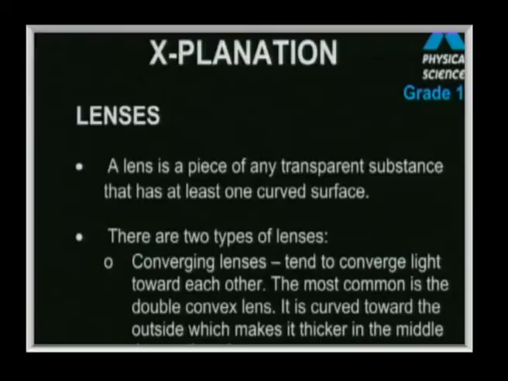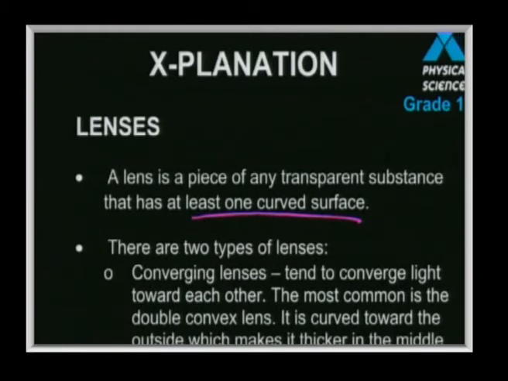Now, when we talk of the different lenses, we differentiate between two types of lenses. When we talk about a lens, we refer to any transparent material that has a curved side. Now, there must be at least one curved surface that we are talking about. When we work with lenses, we've got two different types. The first type is known as a converging or a convex lens.